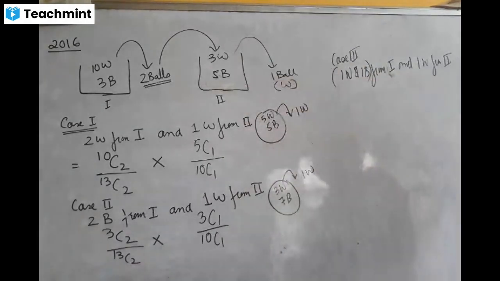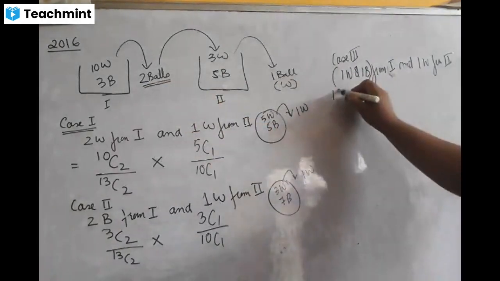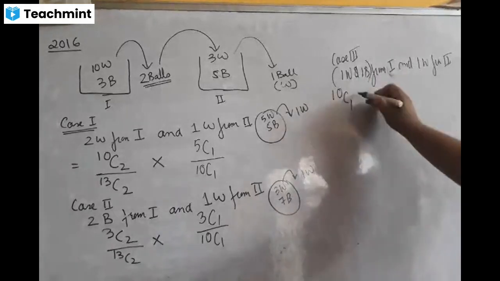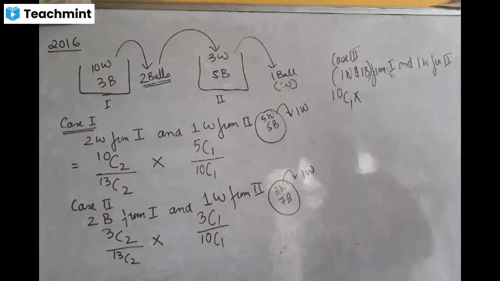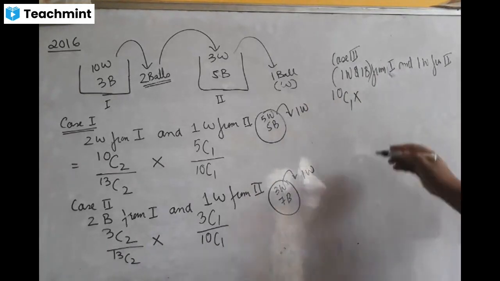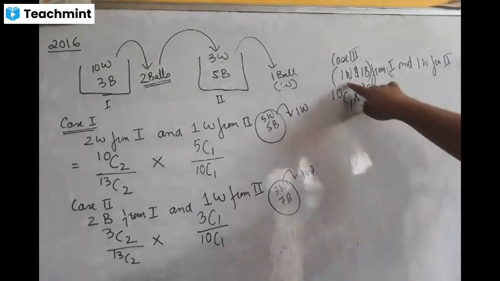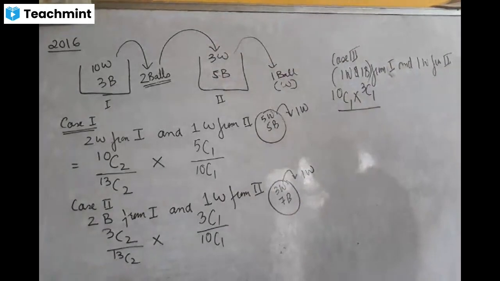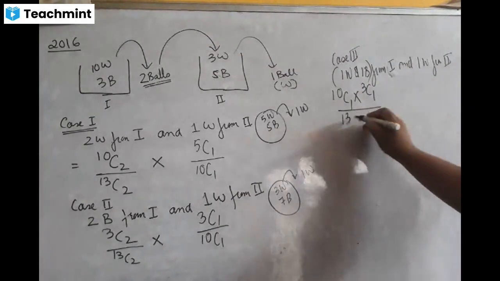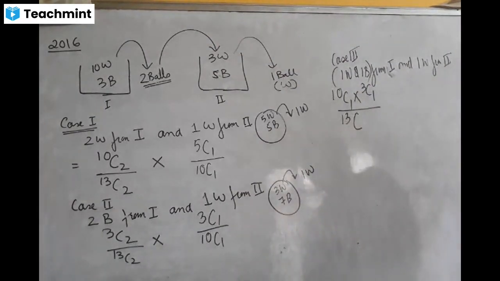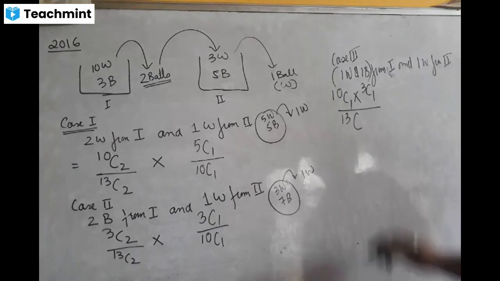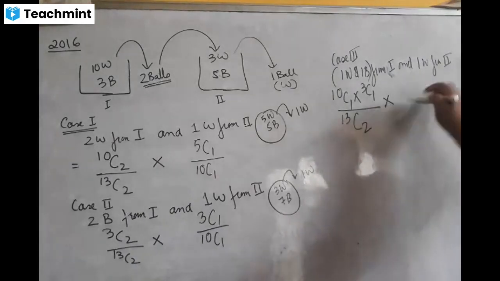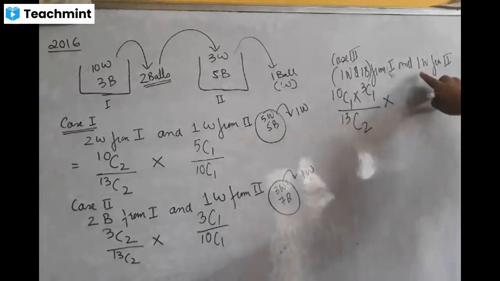हेर त, कतिवटा white छ 1 मा? Bag 1 मा how many whites are there? 10. So out of 10 I have to choose one, and means multiplication. How many blacks are there? 3. So out of 3 I have to choose one because they are saying 1 white and 1 black, divided by total. 1 मा कतिवटा बल छ टोटल? 13. So out of 13 कतिवटा बल निकाल्दैछौ तिमीले यहाँबाट? दुईटा. So 13C2 भइहाल्यो.